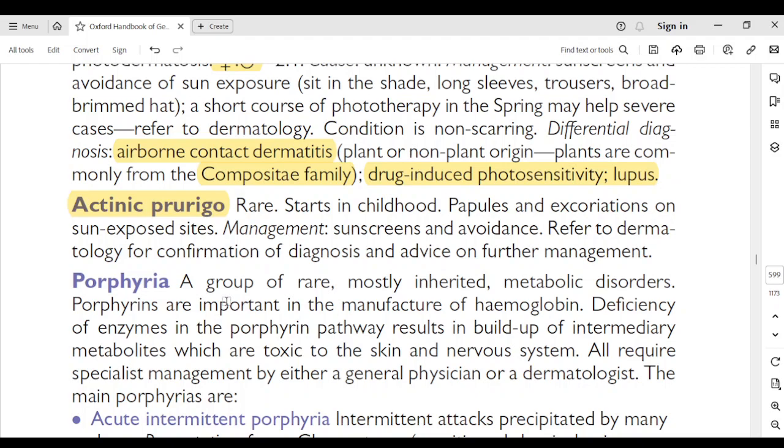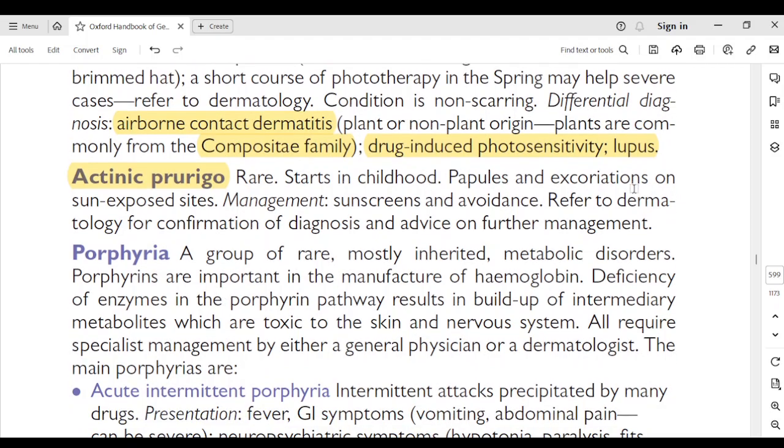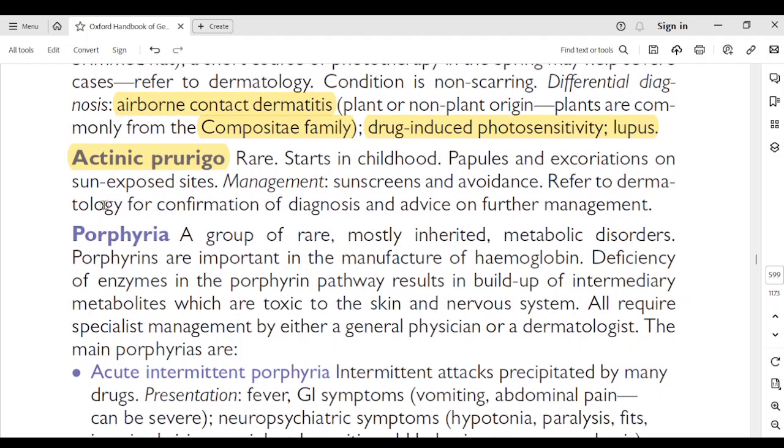Actinic prurigo is rare. It starts in childhood, with papules and excoriations on the sun-exposed sites. Management: sunscreen, avoidance. Refer to dermatology for confirmation of diagnosis and advice for further management.